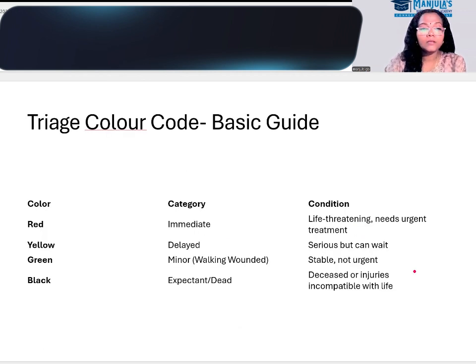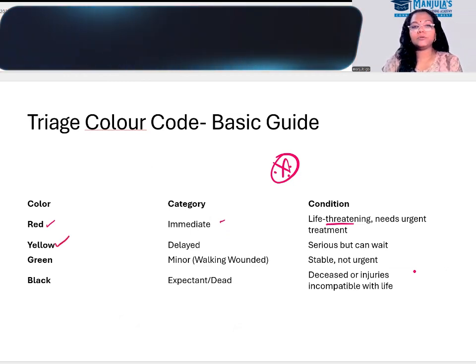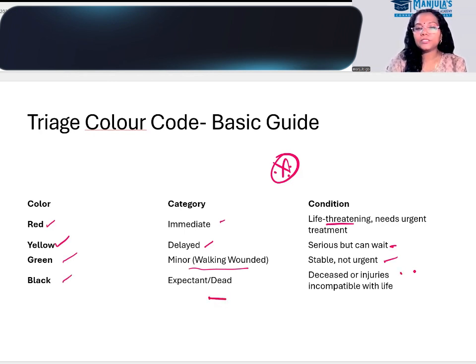How about the others? Okay, this is important. This is a basic triaging color coding. So when a red color is given, that means he requires immediate attention. He has some life-threatening problems and urgent attention has to be given. If it is yellow, that means it is a delayed category. They are serious, but they still can wait. Green means there are some minor injuries where they can walk, they are stable, and they don't require any urgent intervention. And black means they are dead already, deceased, or have injuries incompatible with life.